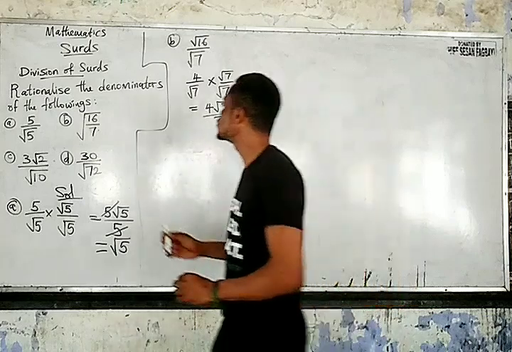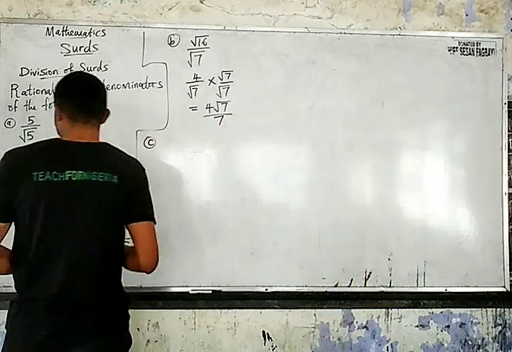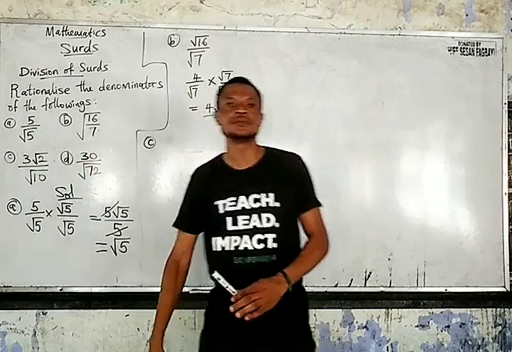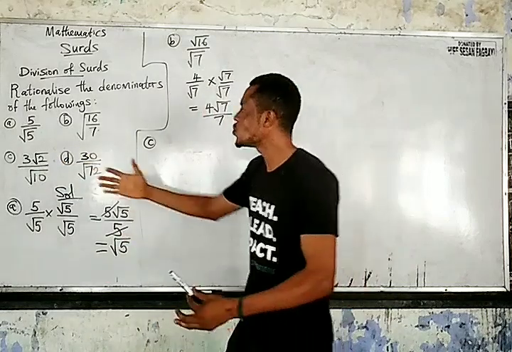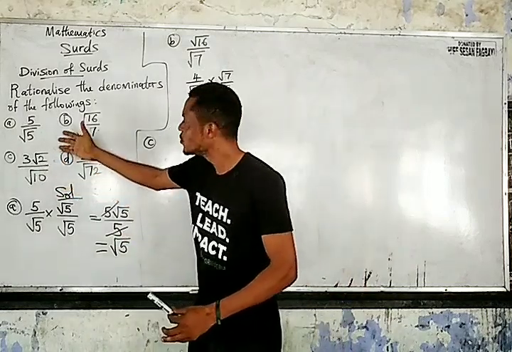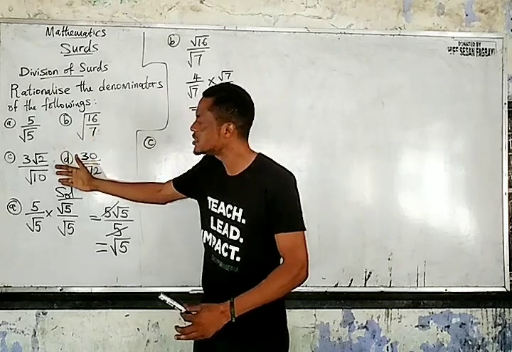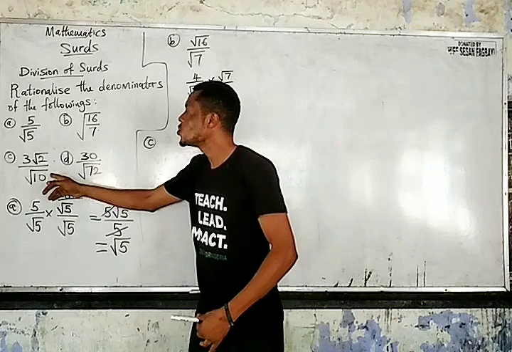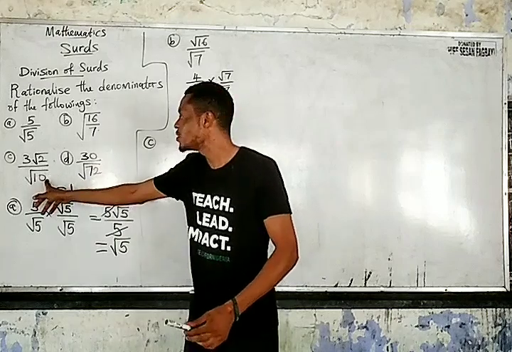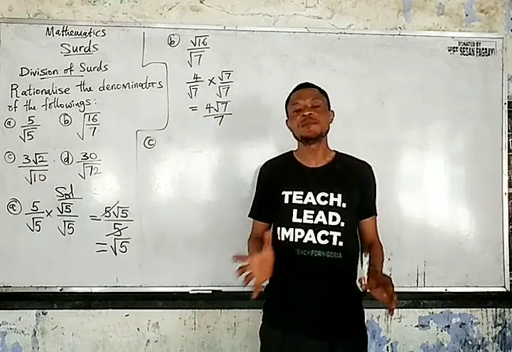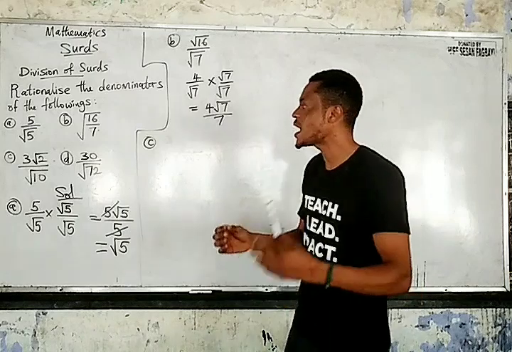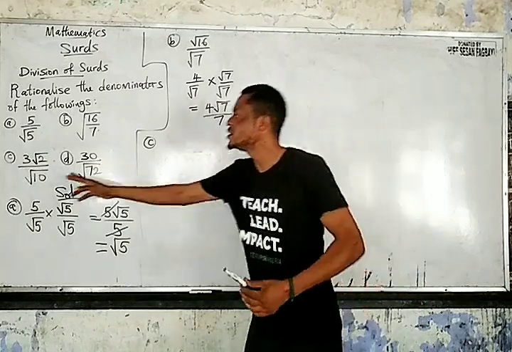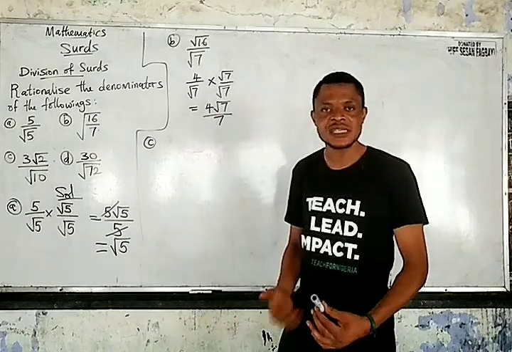So the third one, which is the C, has root 10 as the denominator. We can choose to apply the root 10 to multiply the numerator and the denominator, and that is fine. And you can also choose to first simplify root 10. If you simplify root 10, you still have the same answer. Now let me proceed by simplifying the root 10 first, and see what we'll have.